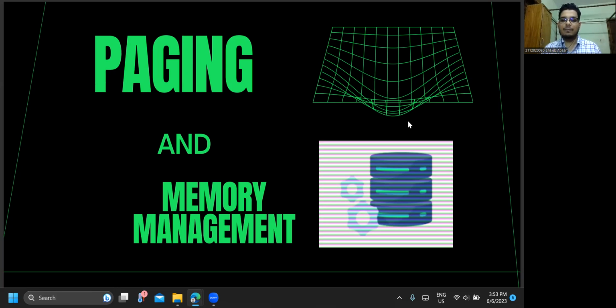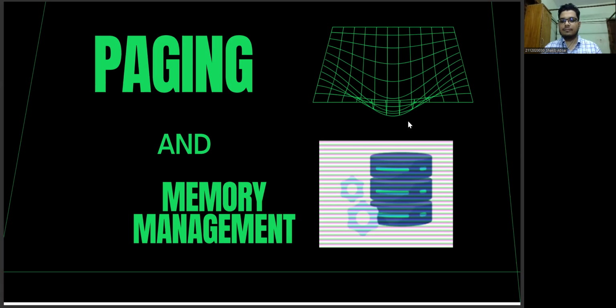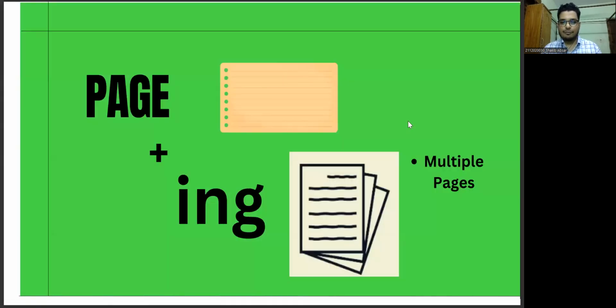Now let's look at paging. Page and ing, of course. Page is a single page and ing means multiple pages stacked upon one another. Well, that's how the disk fragments or the partition blocks look like in the memory. Paging involves dividing the logical address space into fixed size blocks called pages. This allows for efficient memory utilization and helps us to retrieve data from the secondary memory.